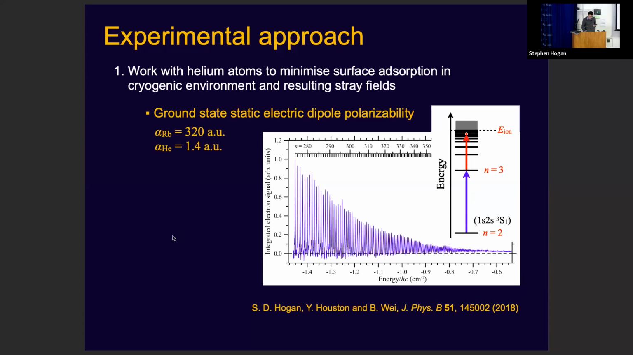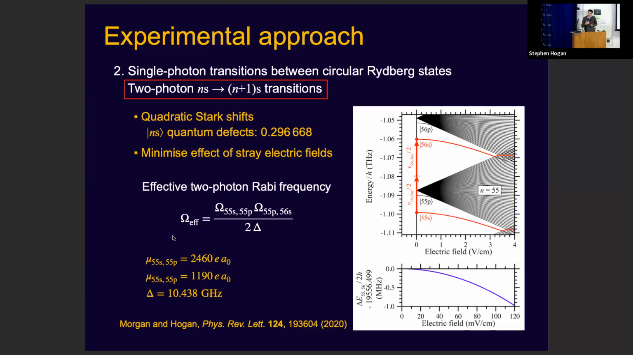That's kind of our first thing. We choose the atom. And then we have to choose some transitions in the atom at microwave frequencies between the Rydberg states that are not so sensitive to electric fields. So one plan we have is to use transitions between circular Rydberg states. So we make some circular states. We haven't actually used them in these experiments yet.